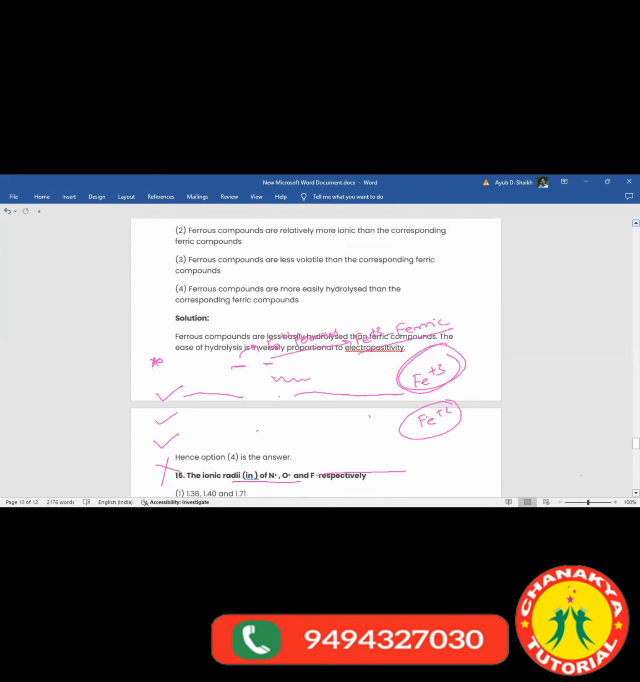See here. Ferrous compounds are less easily hydrolyzed than the ferric compounds, and ease of hydrolysis is inversely proportional to the electropositivity. So we come to know if ease of hydrolysis is there, your electropositivity would be less. And if hydrolysis is less, means electropositivity would be more. Means vice versa. Clear? That statement you're supposed to write.